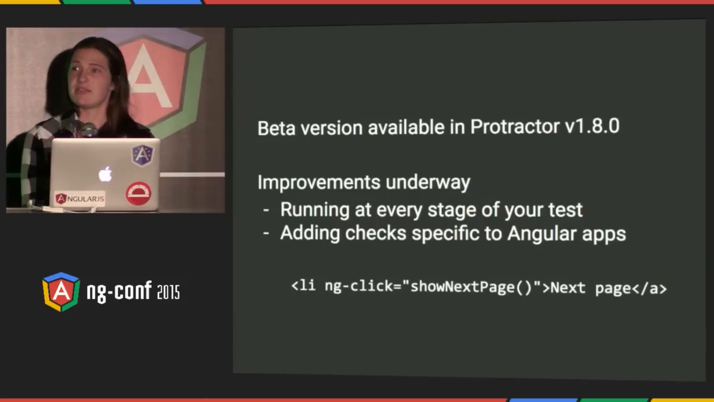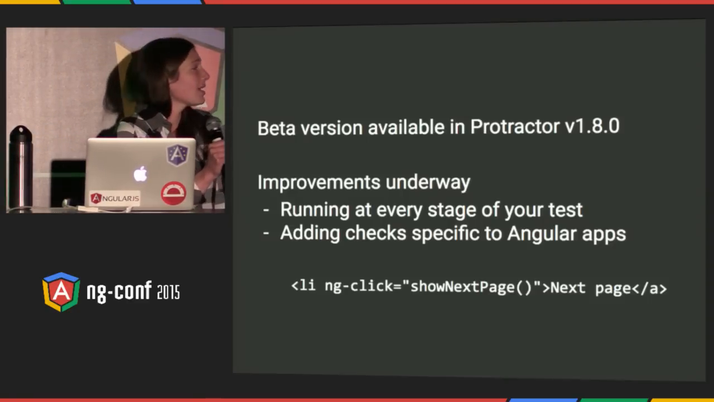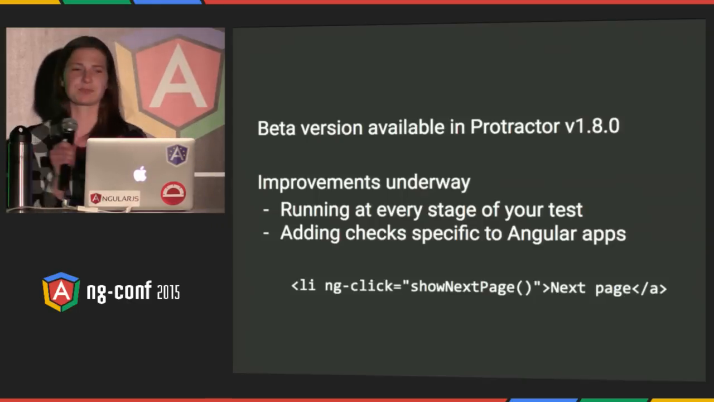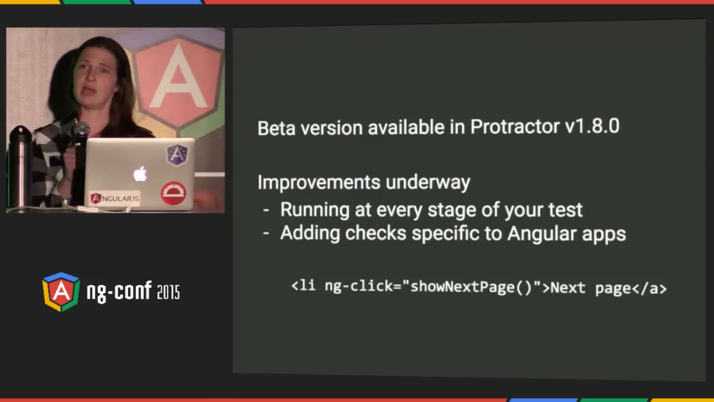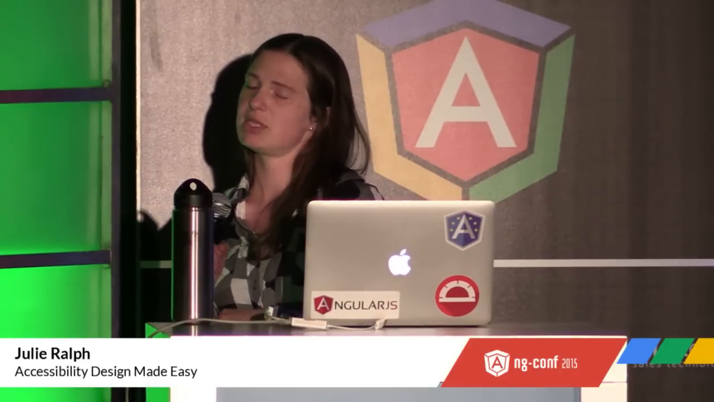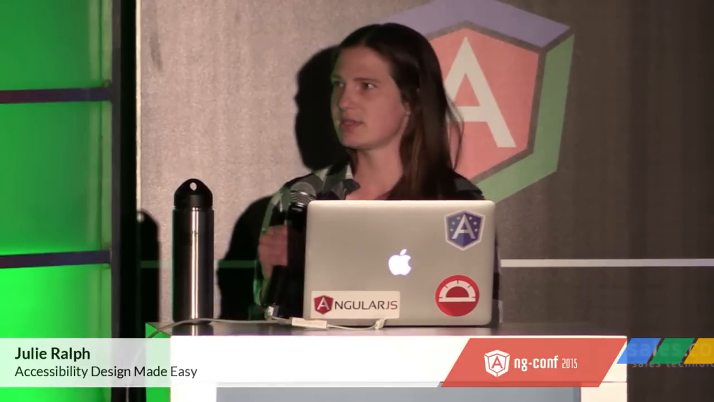So as I mentioned, a beta version of this is now available in the latest version of Protractor. Please check it out, give us feedback. And we have some improvements that are underway that we're working towards for the next version. So first, at the moment, this only runs at the very end of your entire test run on the teardown hook. And this won't catch a whole lot of coverage of your site if you have multiple subpages or dialogues that you might open in various parts of your test script. So we want to modify the plugin so that it'll run at every point and then merge the results into something that's comprehensive and easy to read.